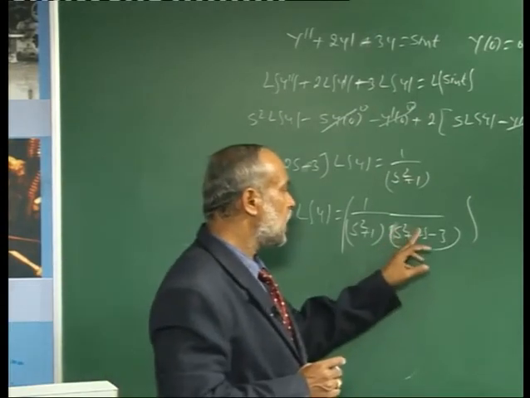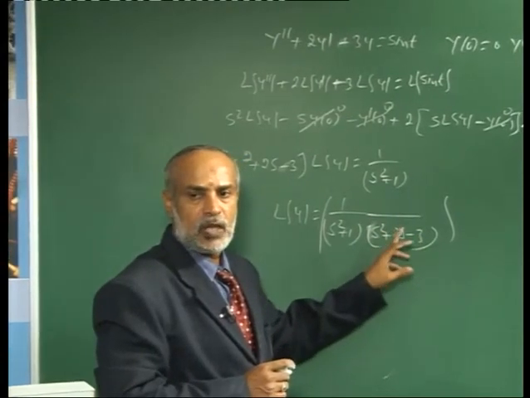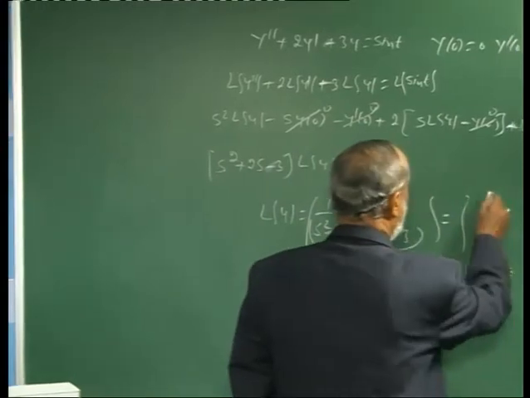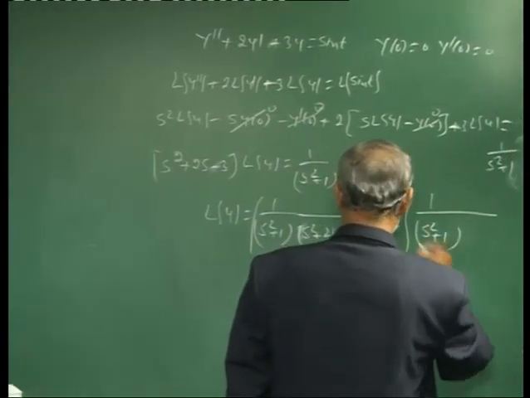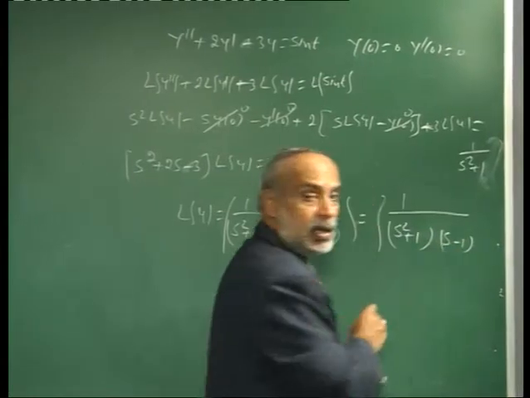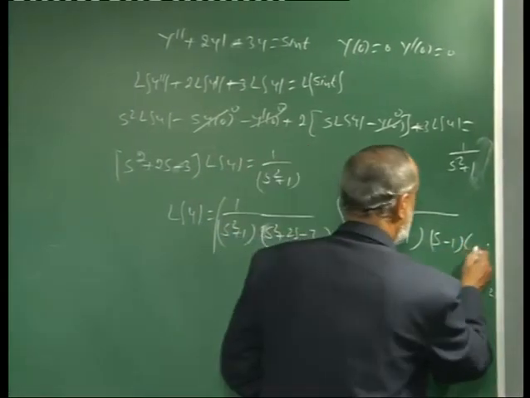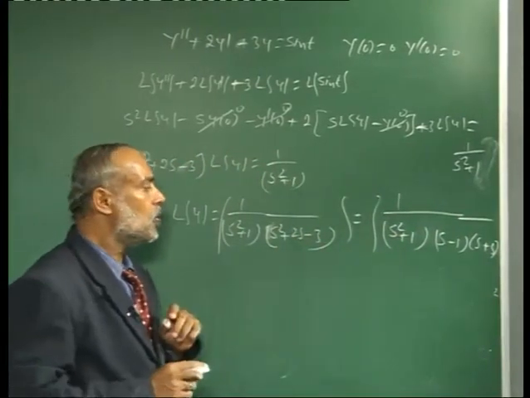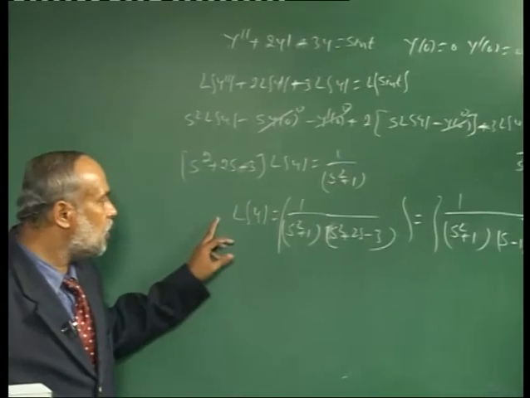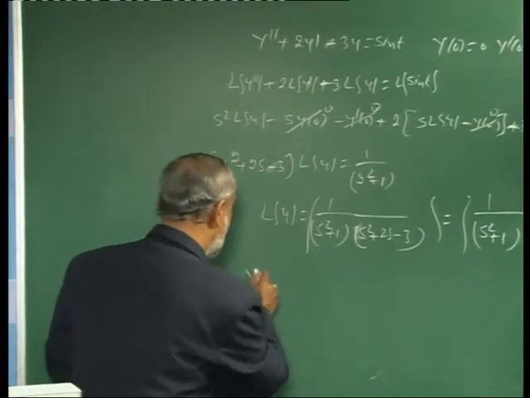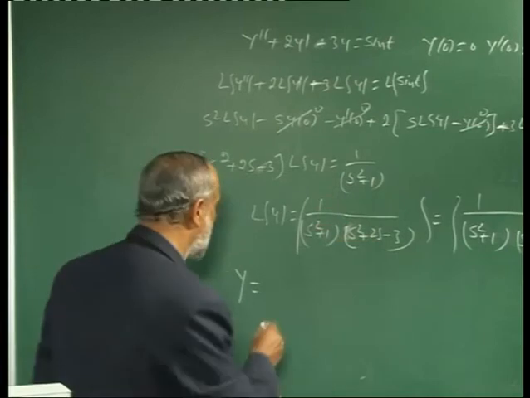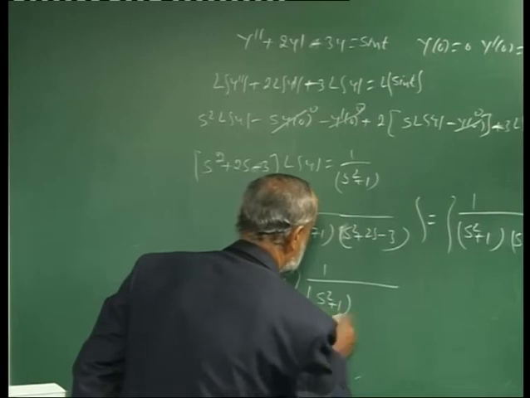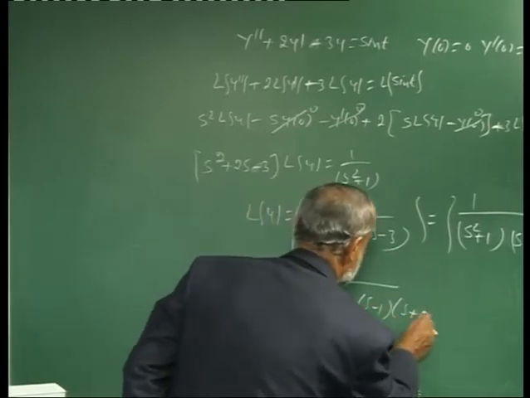Now, you can factorize it. s squared plus 2s minus 3 can be written as (s minus 1) into (s plus 3). You have to make the factorization. This is equal to 1 divided by (s squared plus 1) into (s minus 1) into (s plus 3). Now, it is not possible to apply the inverse directly. You can keep y as it is, transfer L to the RHS, then y equals L inverse of 1 divided by (s squared plus 1) into (s minus 1) into (s plus 3).